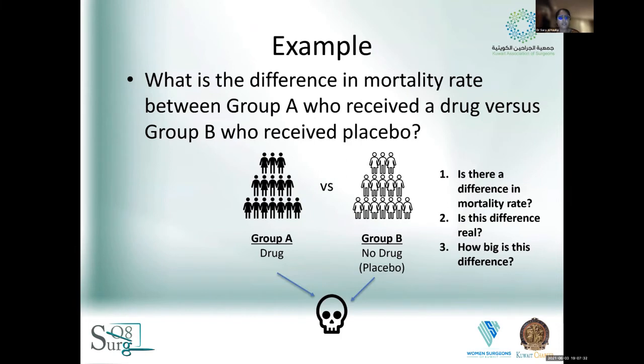So to start you off, here's just an example scenario of a typical problem you would see in a research paper. In this example, we have group A and group B. Group A in black are the group that got the drug, and group B is the group that didn't get a drug, like a placebo. And we want to look at a specific endpoint. So in this example, we said, what is the difference in mortality rate between group A, who received the drug, versus group B, who received the placebo?